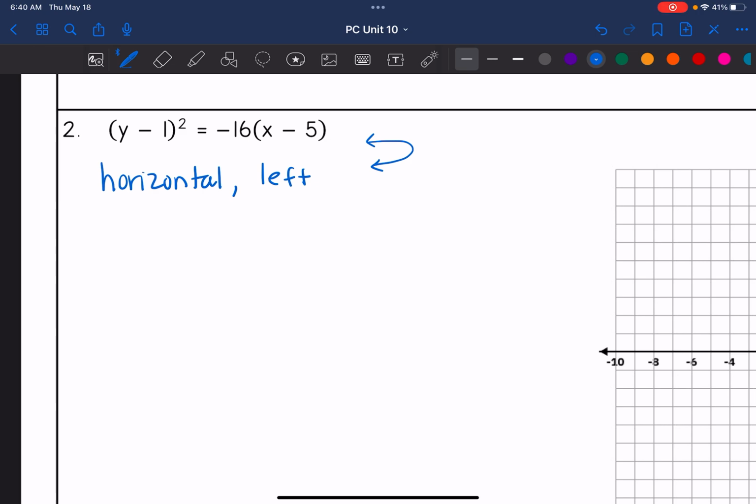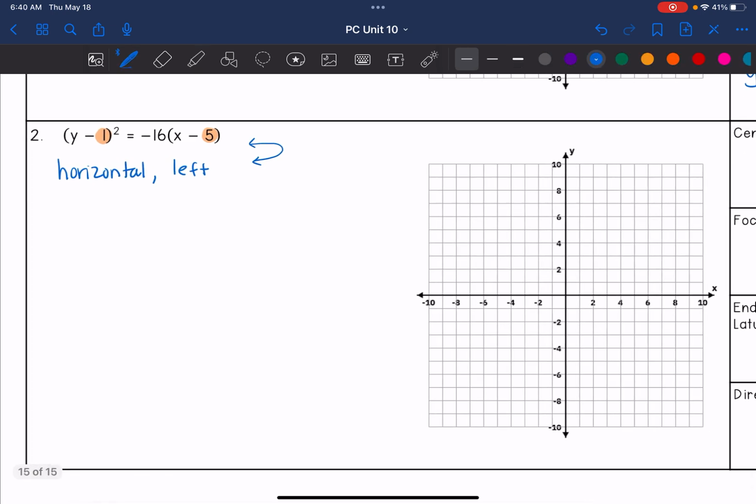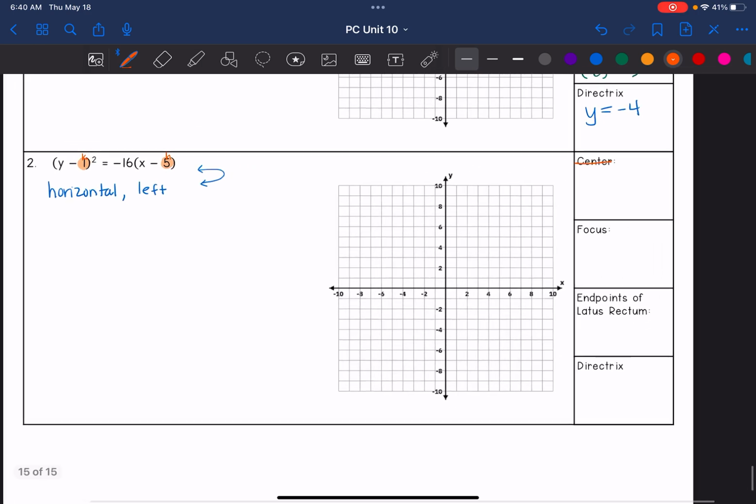Okay, so let's start by finding our vertex. The vertex is always the numbers that are inside of the parentheses, but be super, super careful here because it's (h, k) when you're trying to find your vertex. H is always with your X value. So this one is h and this one is k. So if we put that together, again, I put center, this should say vertex. It's going to be at (5, 1). So let's go ahead and graph that. (5, 1). So right here.